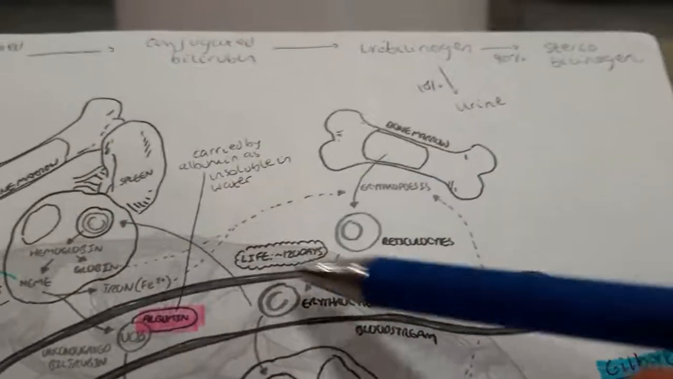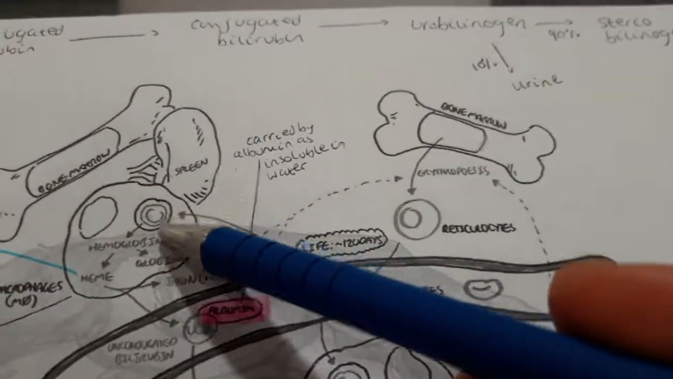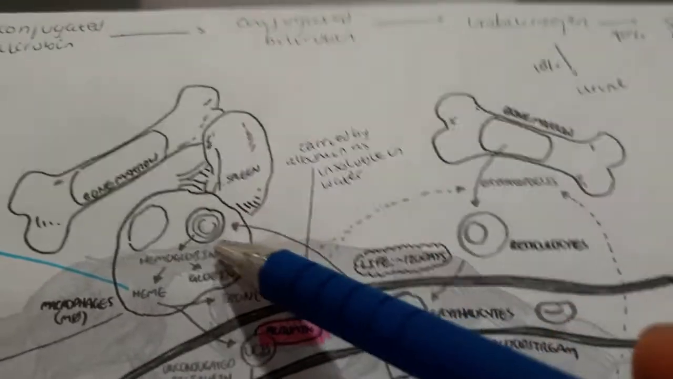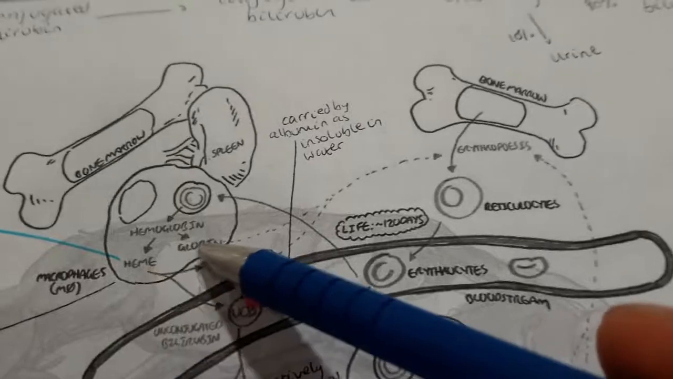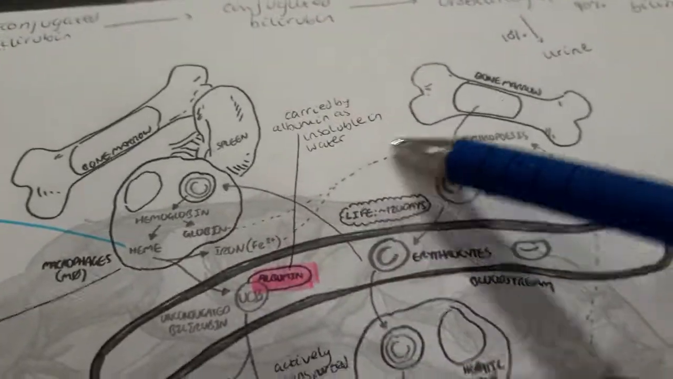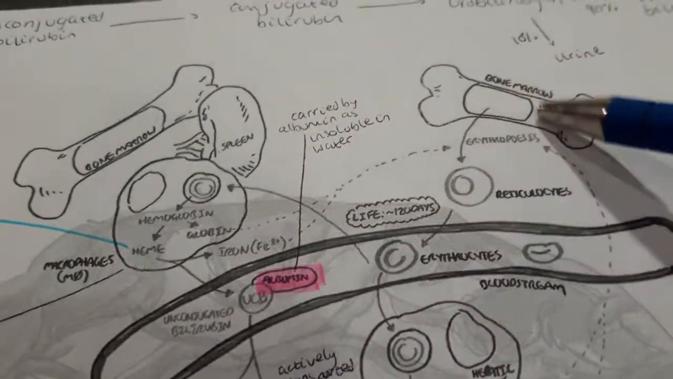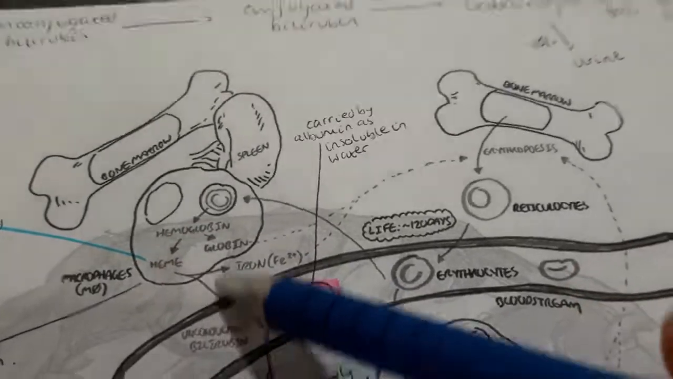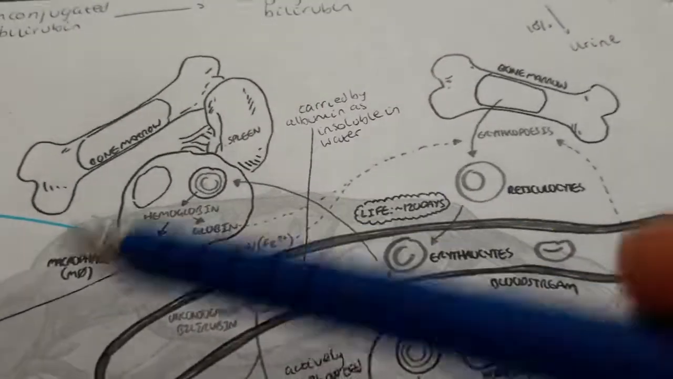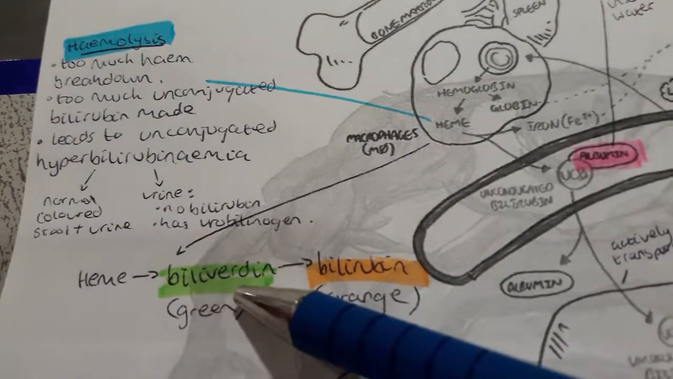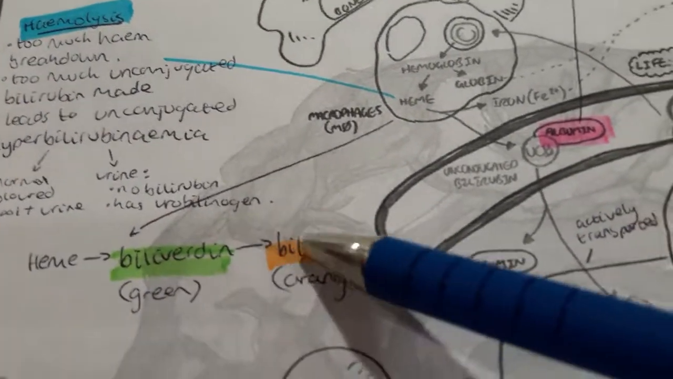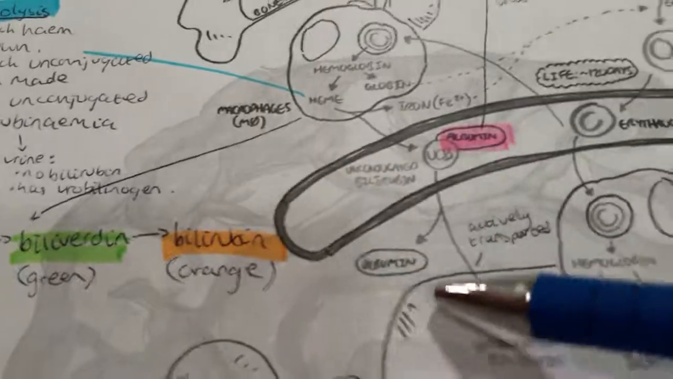Then what happens is, after their time is up, they are taken up by macrophages. Macrophages break down the hemoglobin into its constituents, heme and globin, as shown here. The globin goes back to the bone marrow for erythropoiesis, and the heme is broken down further to give iron and something else. So heme is broken down to biliverdin, which is green, and then bilirubin, which is orange.